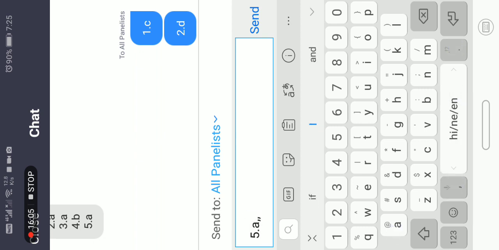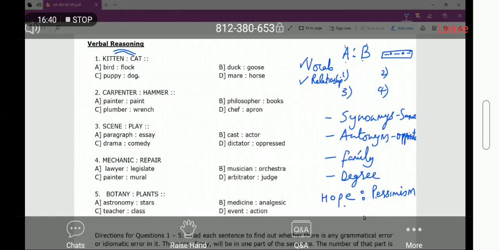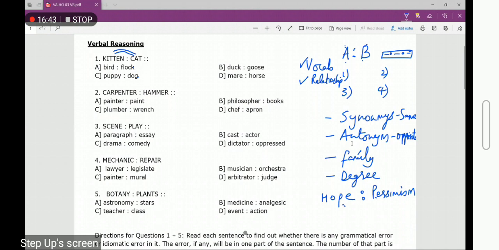Let's say something is a part of something. Or they are from the same family, correct? Or there could be a relationship of degree, low degree, high degree, etc. For example, let's say there is a word hope, and another word, pessimism. I want to ask you, what is the relationship between hope and pessimism? Would you like to answer in the chat? Are they the same? What is really the relationship?